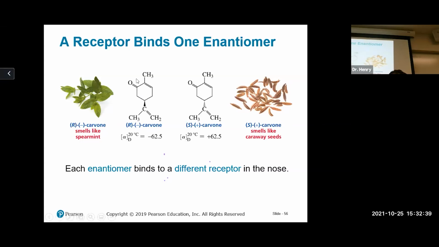Here's an example of two enantiomers. So this is the R minus carvone. This guy smells like peppermint. This is the S plus carvone. This guy smells like caraway seeds. So one is kind of stinky, one smells minty fresh. And you'll notice their properties are the same, right? The only thing is they're enantiomers of each other. Different receptors, that's right.